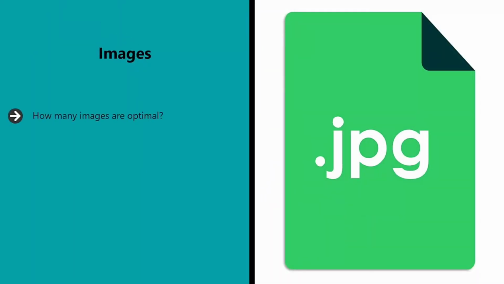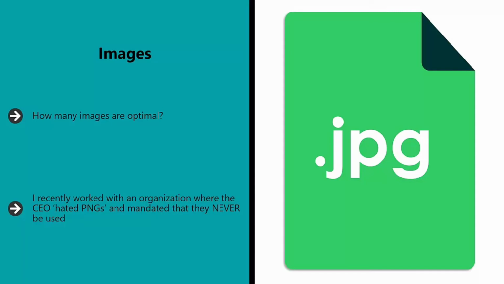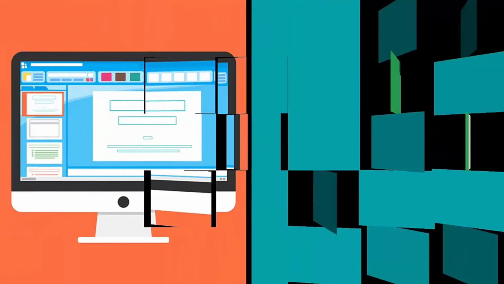Images. How many images are optimal? Does it hurt engagement to place a large image right at the top of the page? How does Google react to that? Do JPEGs perform better than PNGs? I recently worked with an organization where the CEO hated PNGs and mandated that they never be used. That might be charming and all, but unless it's based on data, it's just ignorance.